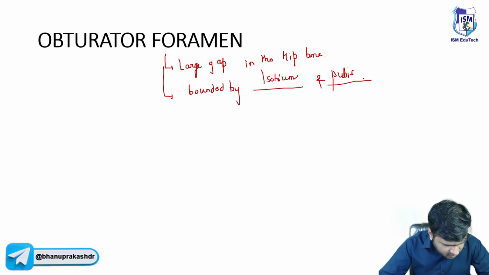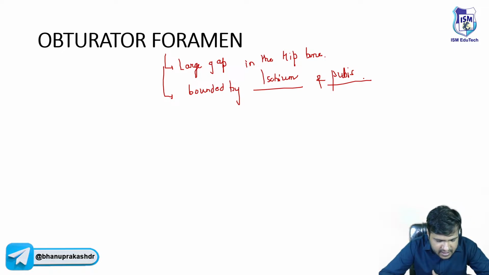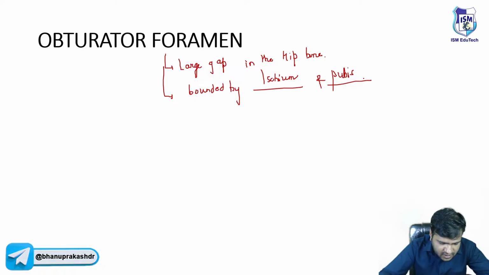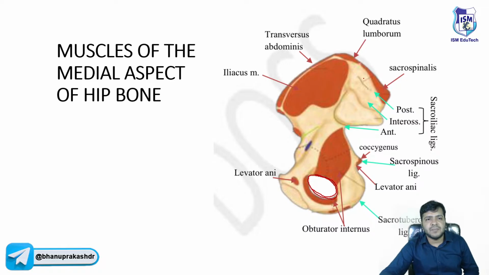Yes, in the living it is incompletely closed by a membrane. Okay, that is the obturator membrane. So in the living part, it is like half of this canal is bounded by a membrane, and that is something which is known as the obturator membrane. That is something which is known as the obturator membrane.